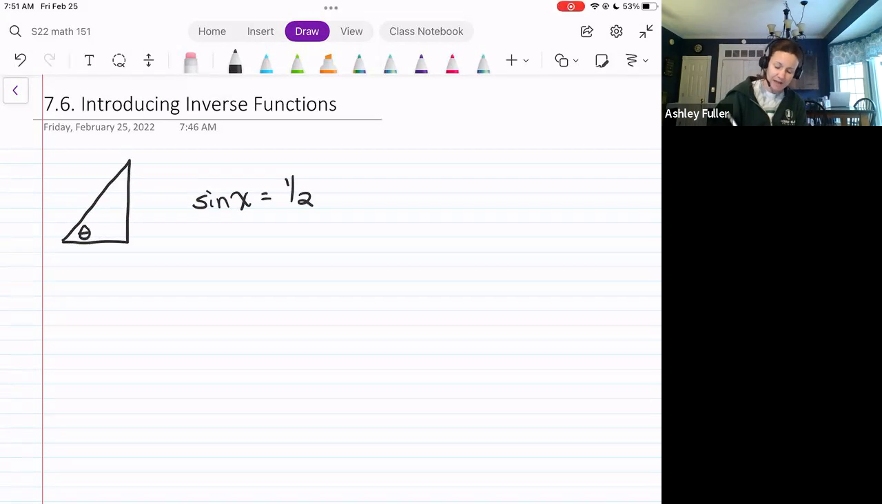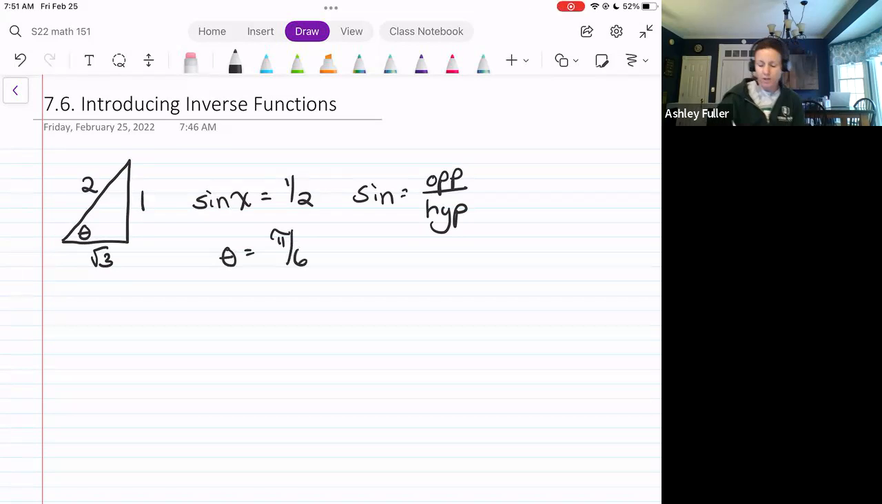Remember, for some theta, the sine is equal to the opposite over the hypotenuse. So we need some theta so that the opposite over the hypotenuse equals 1/2. Well, from our special triangles, we know that theta comes from a 1, 2, square root of 3 triangle, which tells us that theta is pi over 6. But suppose the sine of phi equals 0.7? How do we undo sine?